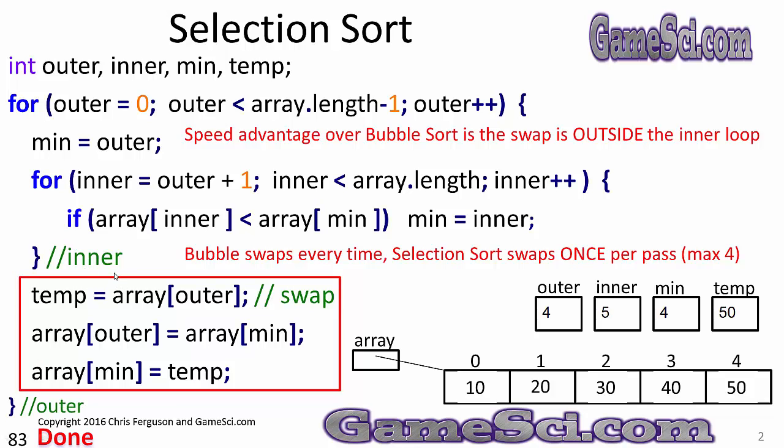In selection sort, this code is outside the inner loop. The most it can execute is the number of times the outer loop executes. So selection sort is a slight speed improvement over bubble sort. It is not a revolutionary difference, but it does minimize the number of swaps the algorithm has to do, and the fewer swaps, the faster the code can run.